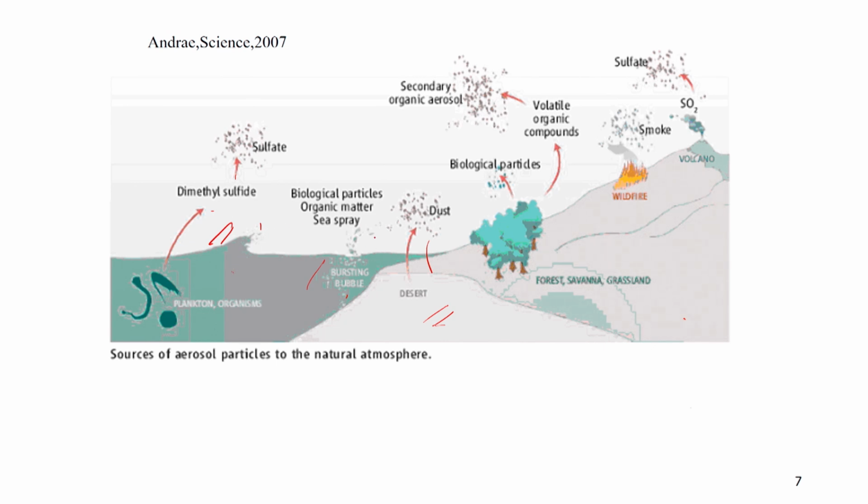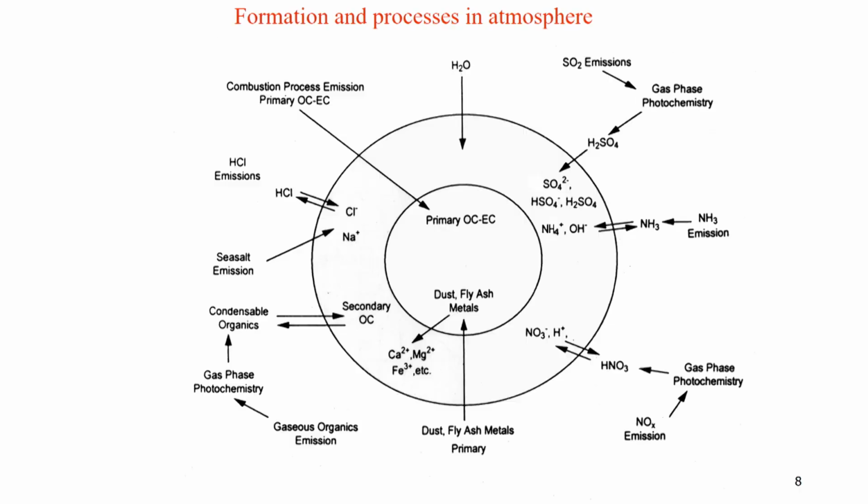Then you have biological particles, organic matter, and sea salt spray that is already here. From plants you can have biologically active particles, and then secondary organic aerosols. If there is a forest fire, volatile organic compounds will come here, and then secondary aerosol formation can happen. Wildfires can contribute smoke, and volcanoes are given here. Very good example of this. That paper is in Science 2007 by Andrew. This is a very busy slide, but a very important one.